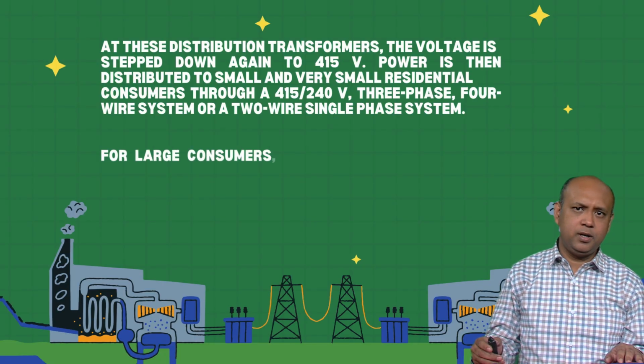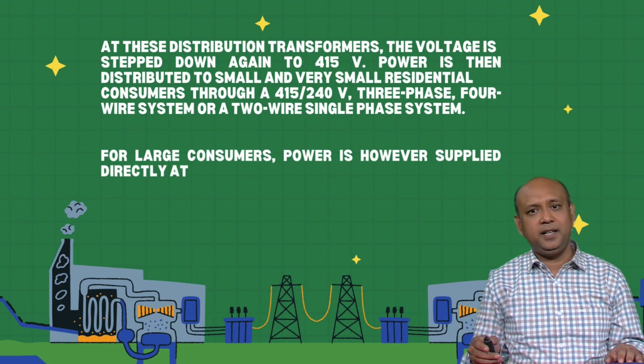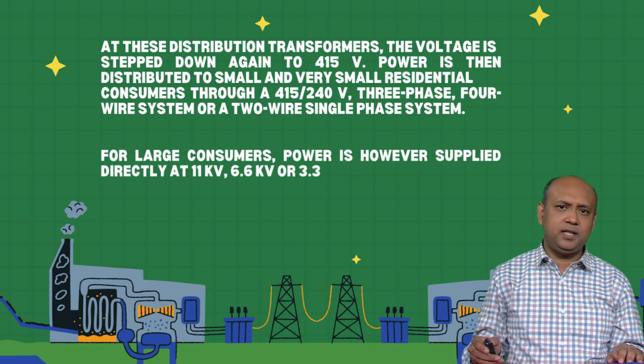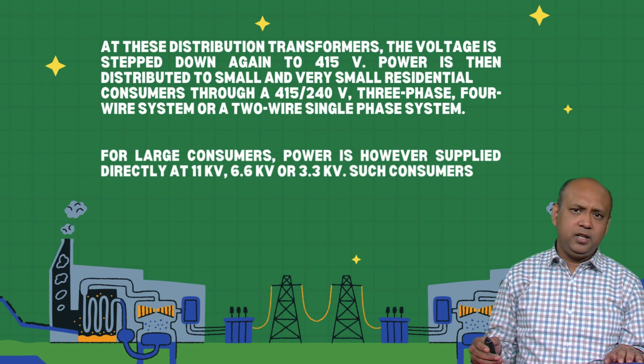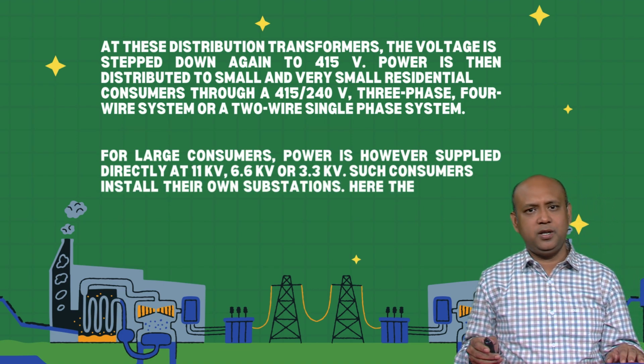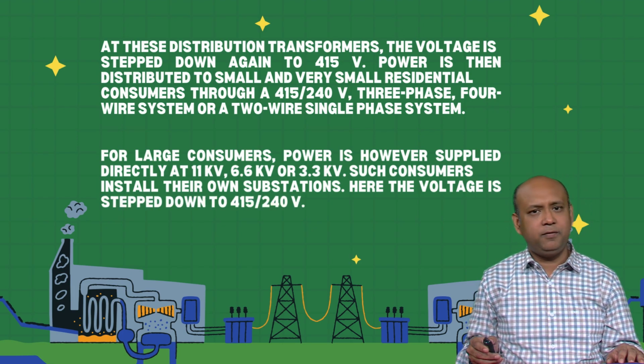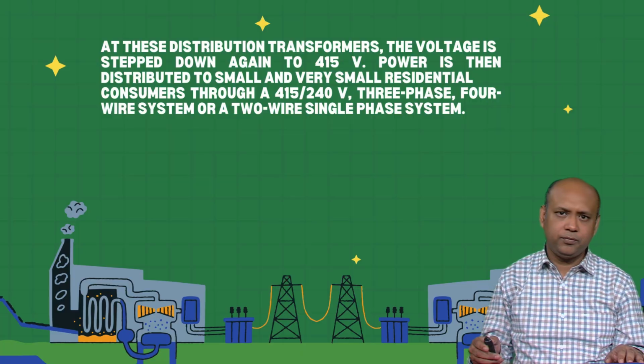For large consumers, power is however supplied directly at 11 kV, 6.6 kV or 3.3 kV. Such consumers install their own substations. Here the voltage is stepped down to 415 to 440 volts.